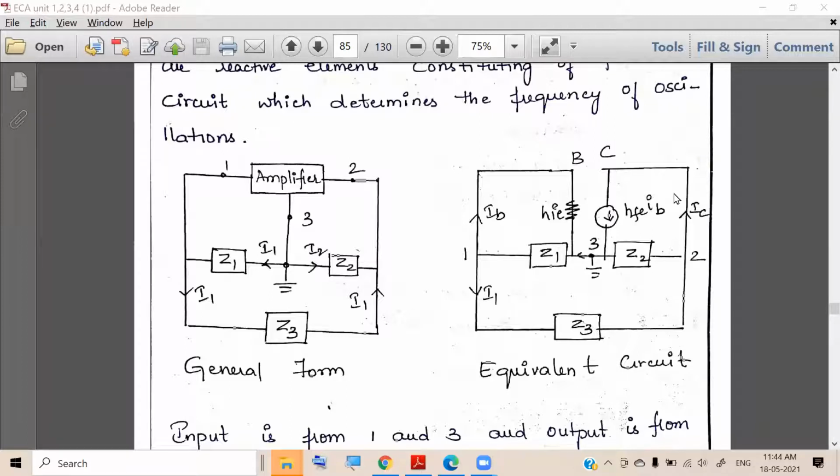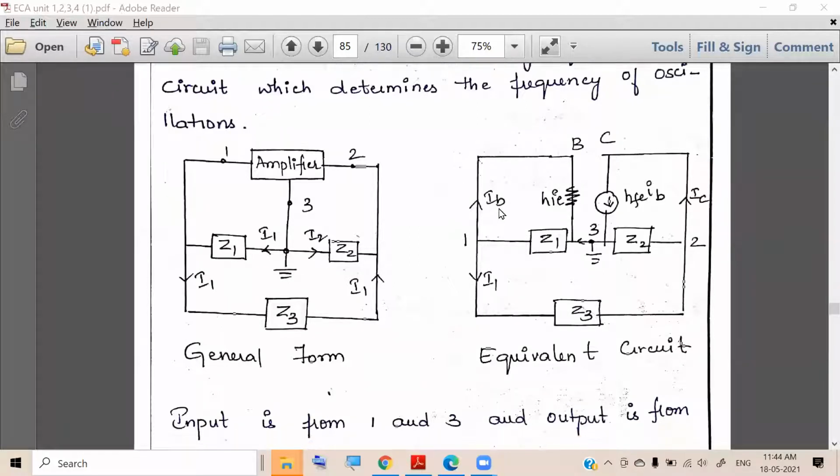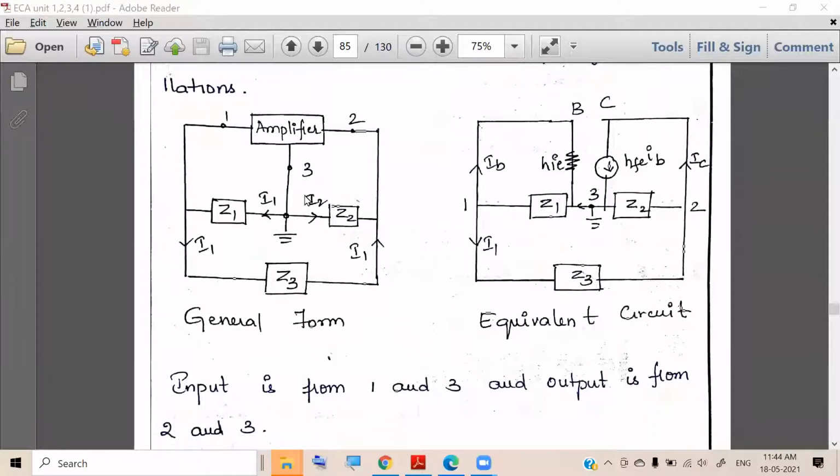Then the current entering the collector terminal, we are representing it as IC. Obviously, we discussed the current entering the base terminal, we are representing it as IB. Now here, the input is applied from 1 and 3, the input we are applying to the amplifier. We are naming the nodes 1, 2, 3. Input is between 1 and 3. Output is between 2 and 3.